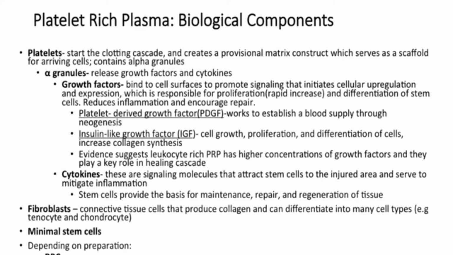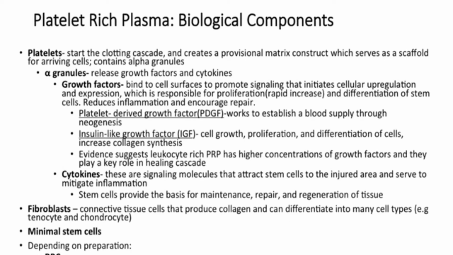So now I'm going to dive a little bit into the biological components in platelet-rich plasma. First, as you know, there's platelets. Platelets start the clotting cascade and create a provisional matrix construct which serves as a scaffold for arriving cells. Platelets contain alpha granules. Alpha granules release growth factors and cytokines. Growth factors bind to cell surfaces to promote signaling that initiates cellular upregulation and expression, which is responsible for proliferation and differentiation of stem cells. Growth factors also reduce inflammation and encourage repair.